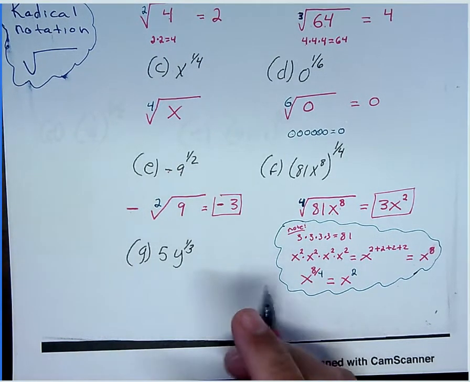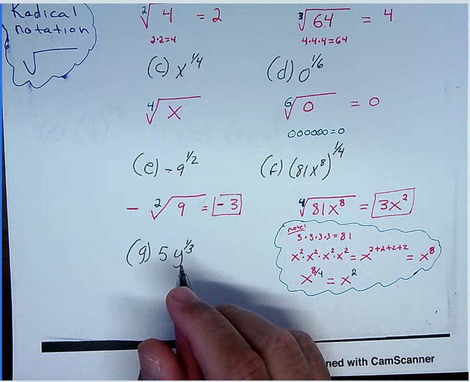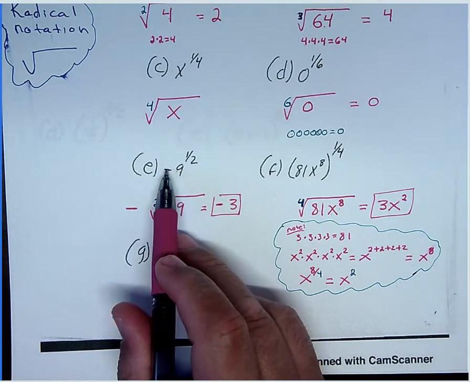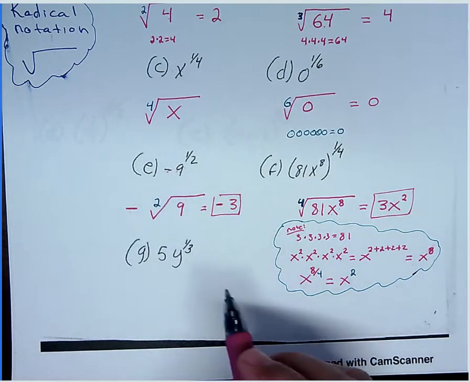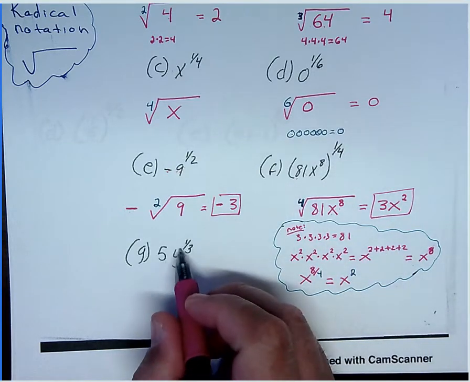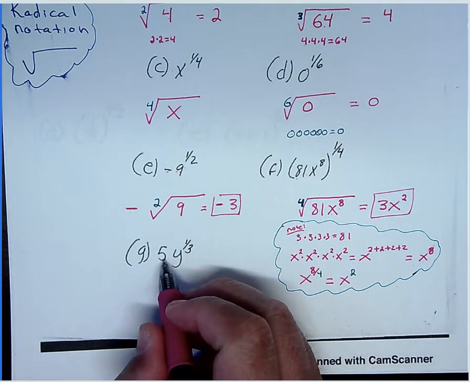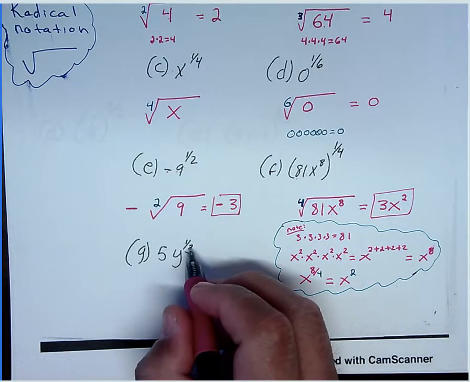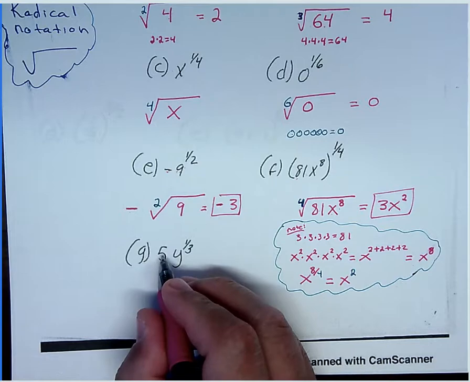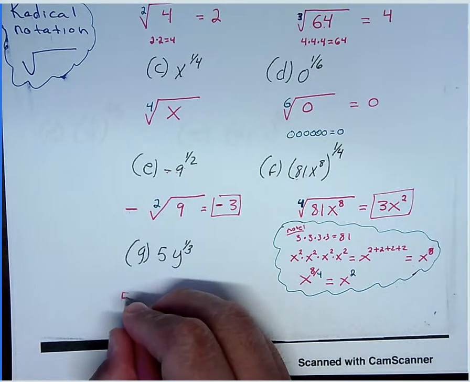Okay, now this one, G. If you notice again, this is like this. The negative wasn't part of the 9. Here, everything was part of this exponent. Here, if you guys notice, a 5 is not being affected. It's not part of that exponent. That exponent only applies to that y. So that 5, we're just going to leave it outside like that.